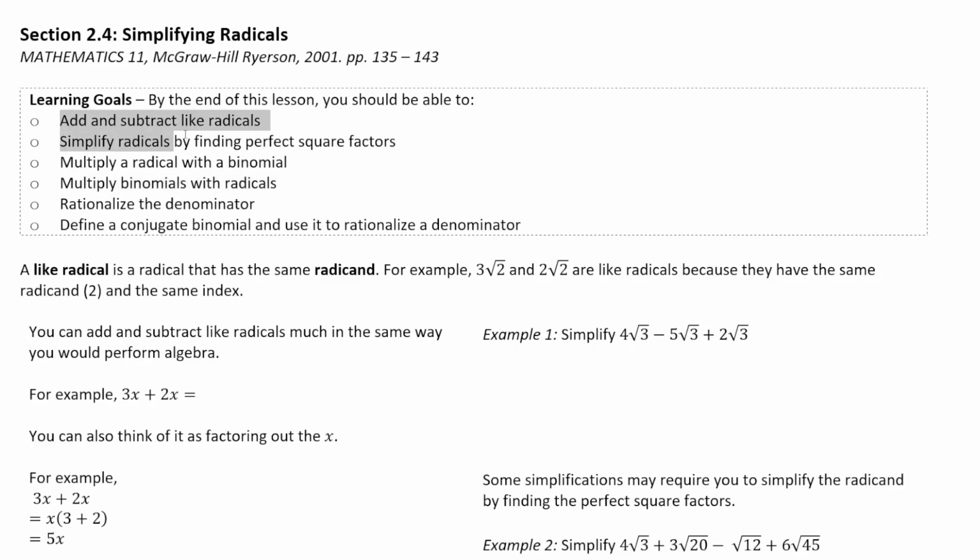So we're going to start by adding and subtracting like radicals, and in order to do so we have to define what a like radical is. A like radical is a radical that has the same radicand. In this case, 3 root 2 and 2 root 2 are like radicals because they have the same radicand. They have the same number underneath the radical symbol, and they also have the same index. It's not written in here, but they both have an index of 2. Because they have the same radicand and the same index, they are like radicals.